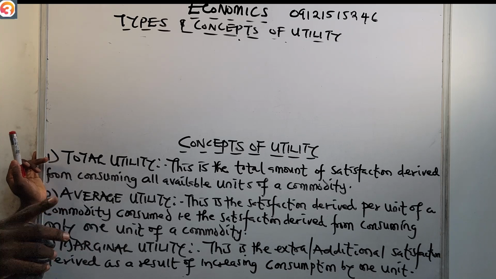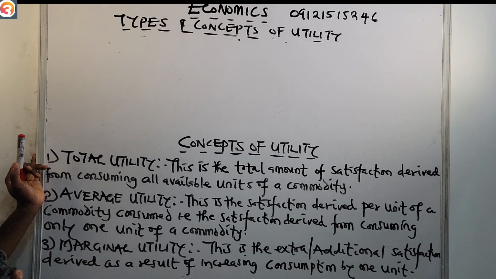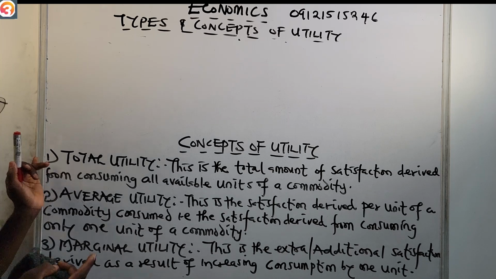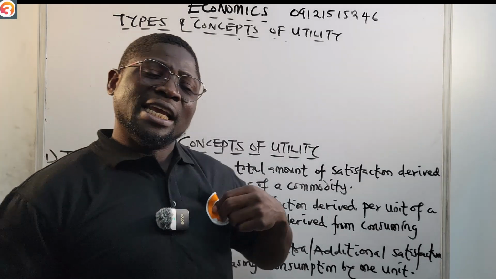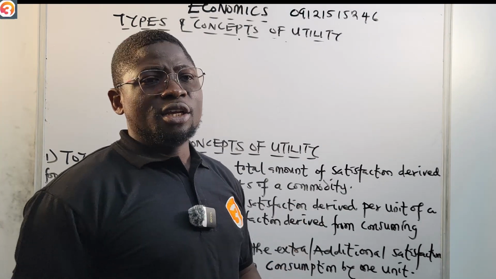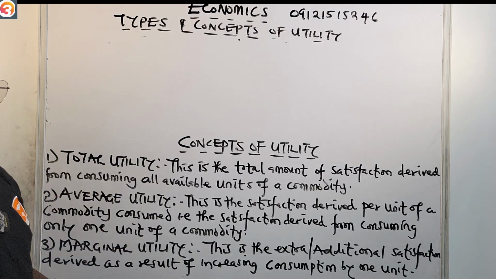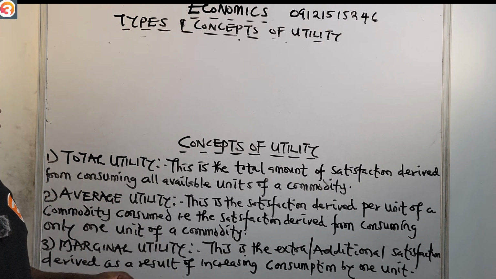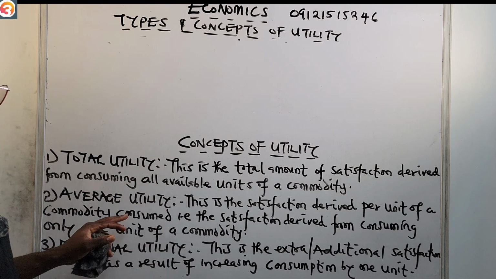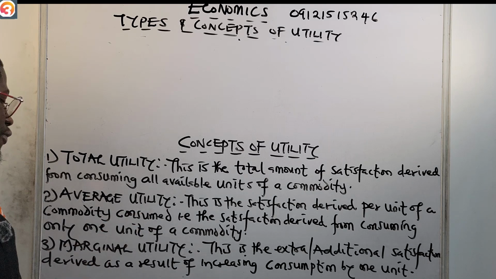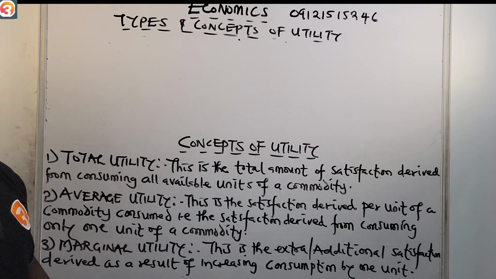Also, even in the fashion industry, your wool will be turned to fabric that you now wear. Otherwise, we would be naked if they had not made this. So it's as simple as ABC. In the fashion industry, it's an example of form utility. So, concepts of utility. I'm going to look at three concepts: the concept of total utility, the concept of average utility, and the concept of marginal utility. Simple as ABC.